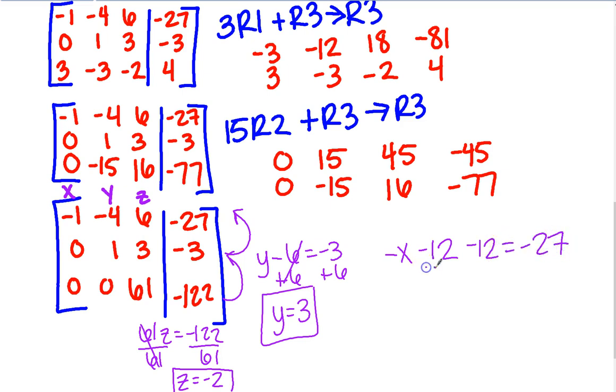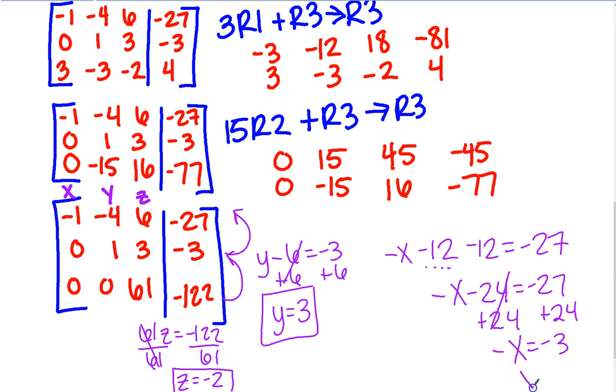And then we solve. We combine like terms. Negative 12 minus 12 is negative 24. We add 24. That goes away. Negative x equals negative 3. And then if I just divide by negative there, I get positive 3. So my answer is x, y, z. X is 3, y is 3, z is negative 2.